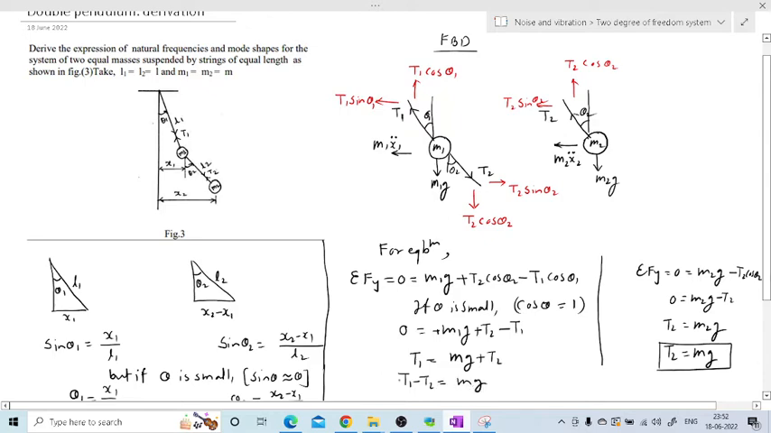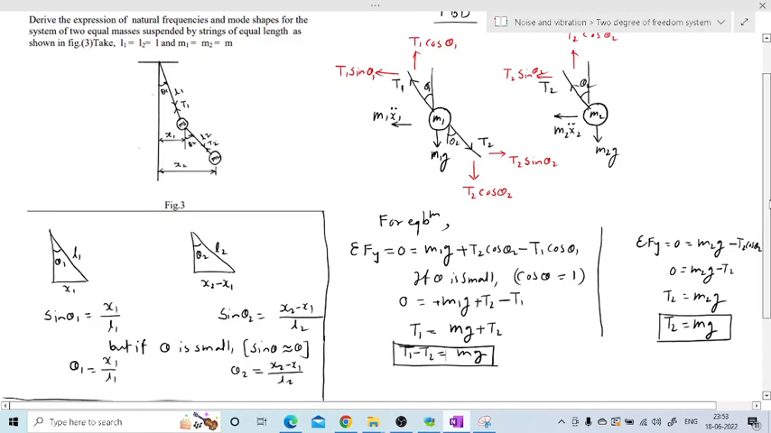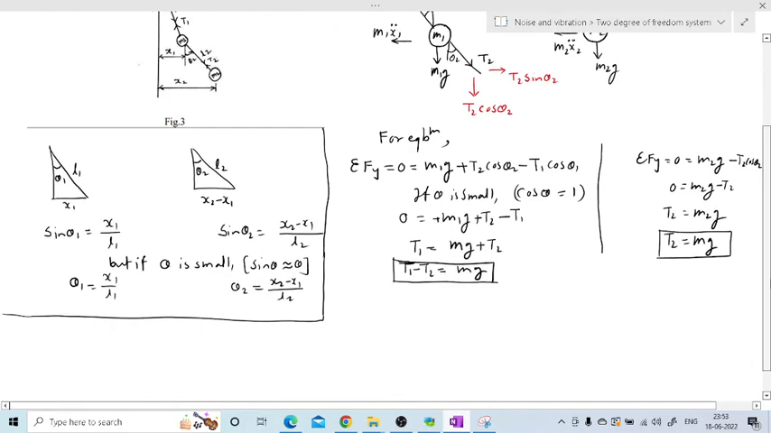See, instead of m1g I have written here mg because the masses that they have given in the statement are the same. Okay, so we got the relation between T1, T2 and mg. Now this one we have written for vertical forces. Now we'll write for horizontal forces.